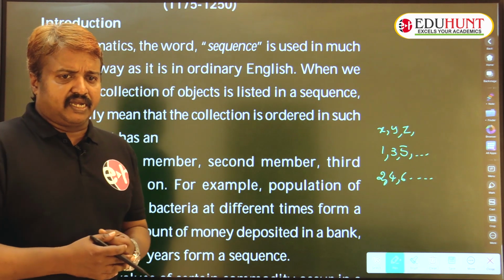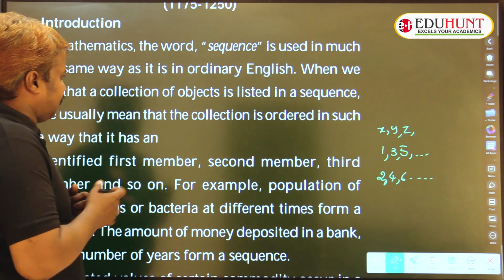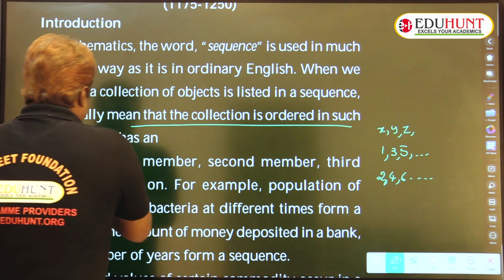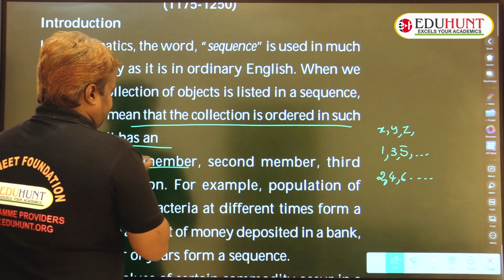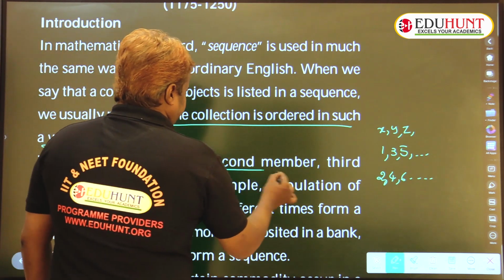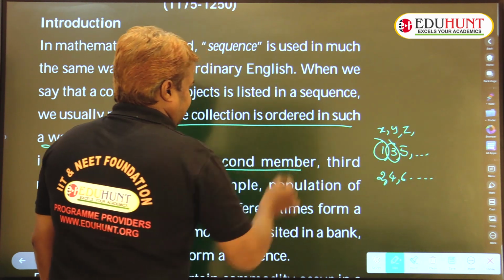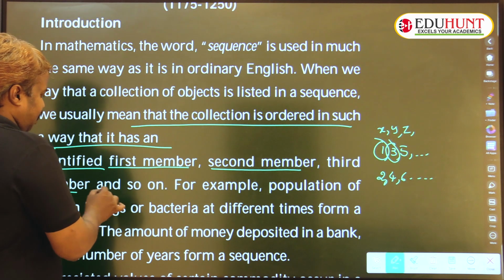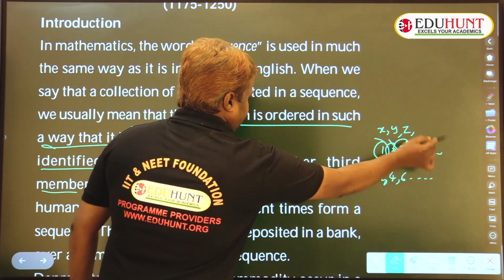So this type of sequence can usually mean a collection ordered in such a way that it has an identified first member, second member. First member has 1 here, second member has 3 here. You can see the example parallelly. And third member 5 and so on.